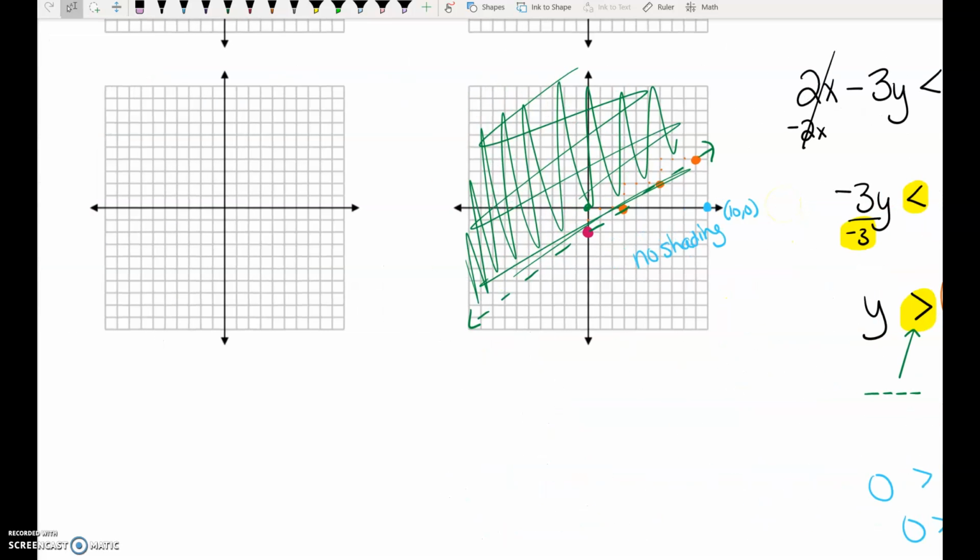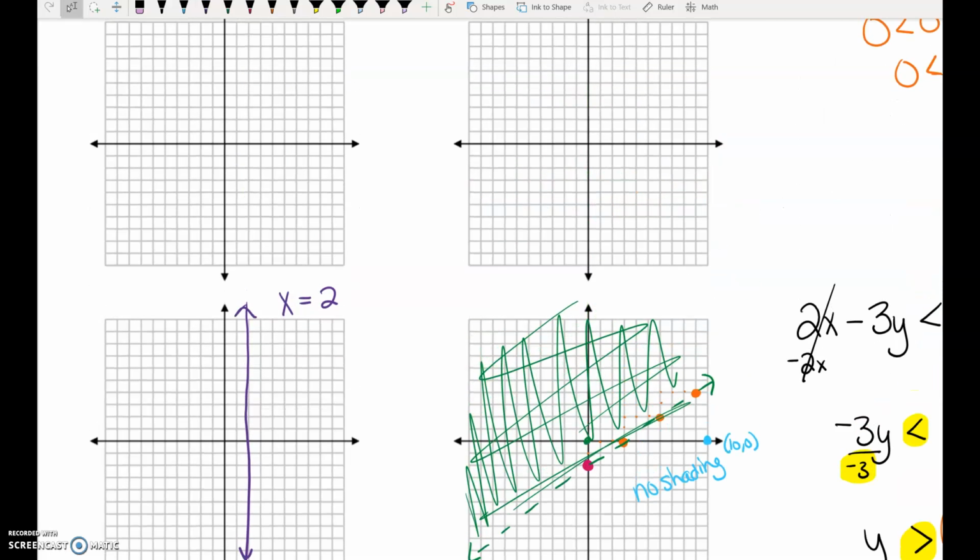The one last thing to talk about is horizontal versus vertical. So a vertical line looks like x equals 2. That's just a vertical line like this. A horizontal line has the equation y, so like y equals -4. It's a horizontal line like this.